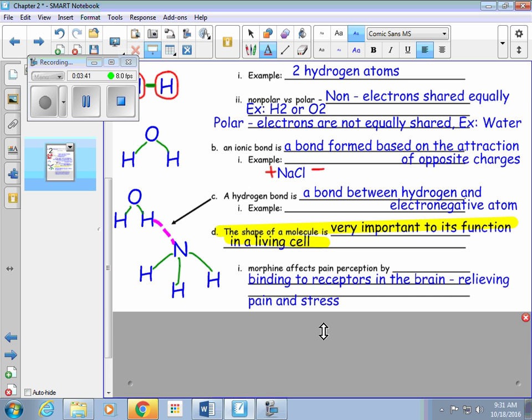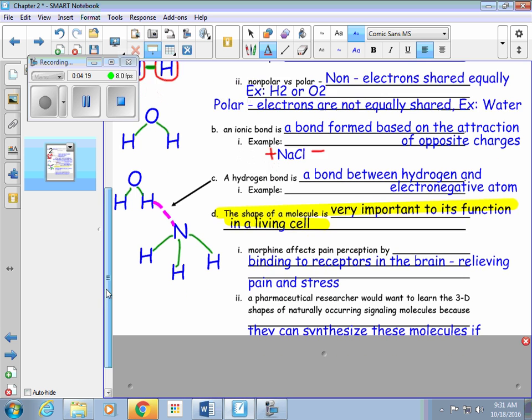In a real-life example of this, there are specific drugs, could be over-the-counter drugs, could be not over-the-counter drugs, that have a specific shape that can bind to different receptors in the brain and help relieve pain, relieve stress. Morphine is an example of something that can get rid of pain because it's connecting to a pain receptor in your brain so that your brain is no longer sending messages of pain. It eliminates that feeling by connecting to those receptors in your brain.